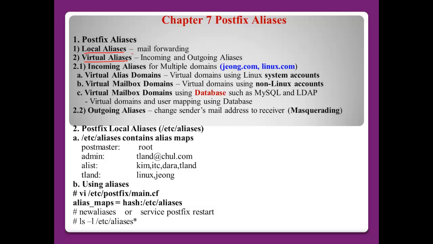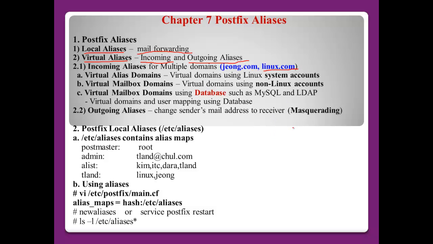Local aliases are similar to mail forwarding. And for the virtual aliases, there are two kinds: incoming virtual aliases and outgoing aliases. In the incoming aliases, there are many kinds, but here I will explain three kinds. For the testing, I already configured two virtual domains, junk.com and linux.com.